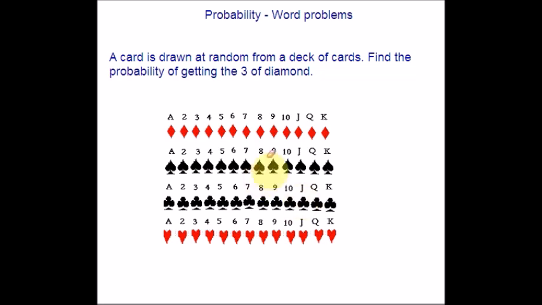So examine the sample space shown on the board. There is only one 3 of diamonds. Am I right? So this is the only outcome with diamond and number 3. So the number of successful events is 1 and the total number of possible outcomes is 52. You can count, I'm having 52 total outcomes. In that, the successful outcome is only 1. Therefore the probability would be 1 out of 52.